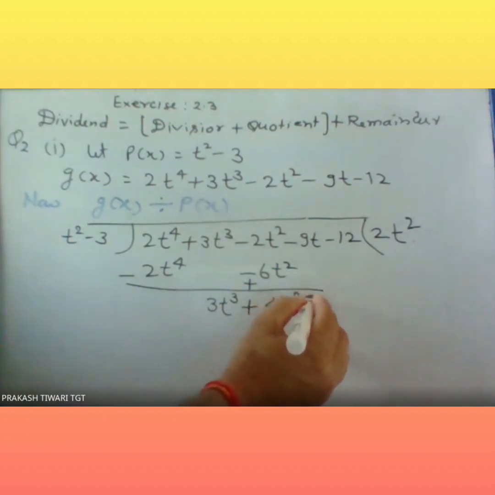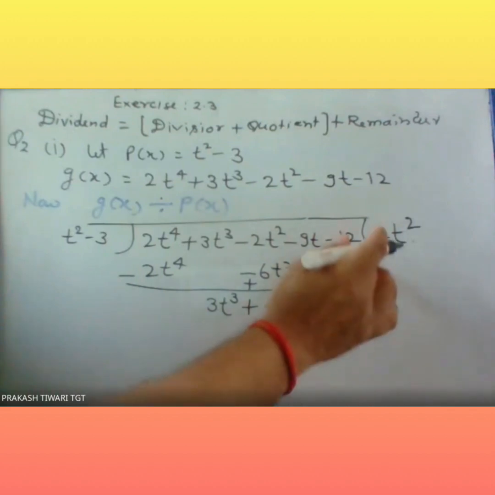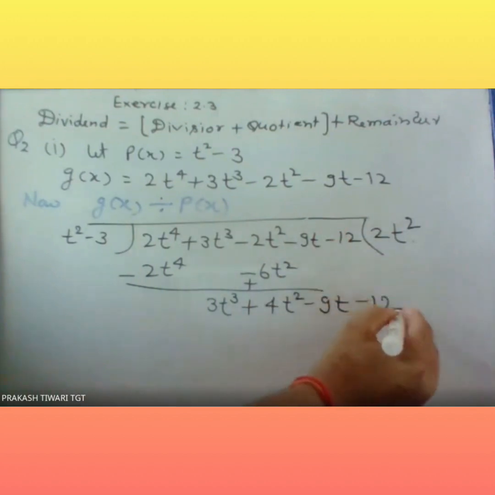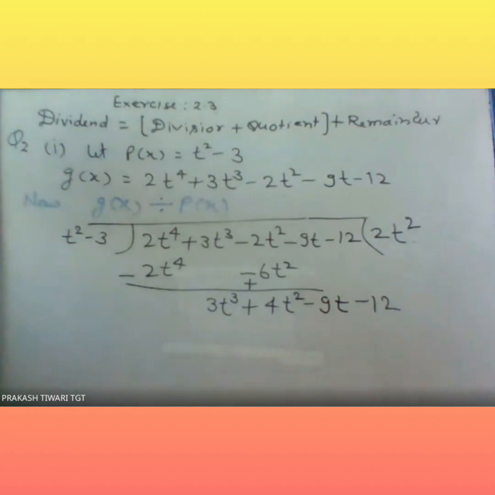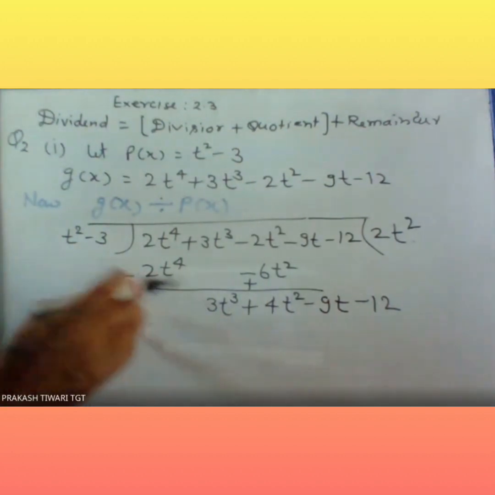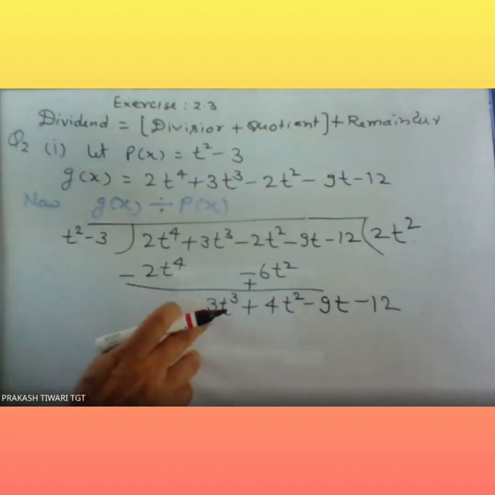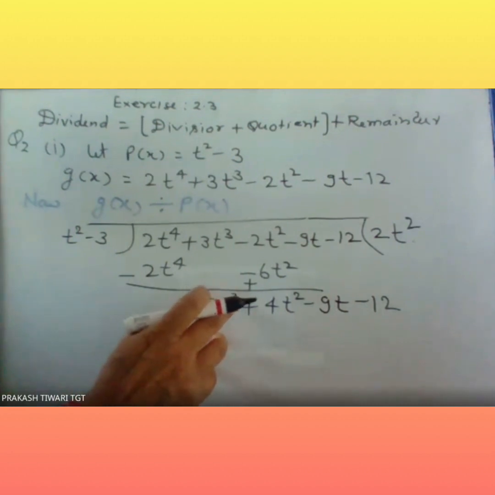power of 2, and bring down minus 9t, same to same, and minus 12 also same to same. Okay. Now observe the coefficient first. Here the coefficient is 3 and t cube and t square, subtract the degree.